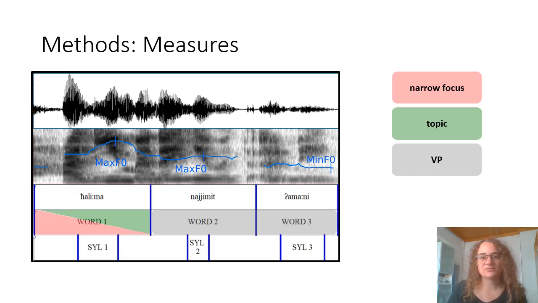The first word in all our utterances is the narrow focus or topic, and the last 2 words are the verb phrase. We extracted 10 acoustic measures for this study, but will only present 8 of them here. We extracted 4 F0 measures, 2 absolute ones, the maximum in word 1 and the minimum in word 3, and 2 relative ones. First, the difference between the maxima in word 1 and 2 to indicate downstep, and second, the difference between the maximum in word 2 and the minimum in the last word to indicate post-focus or post-topic compression in the verb phrase domain.